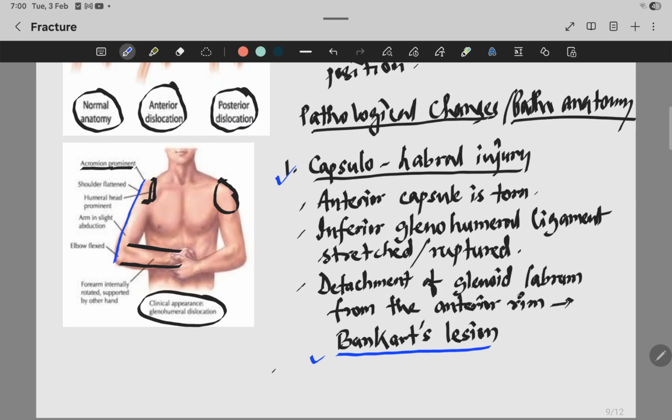Normally, when we place the ruler here on the normal side, okay, this is the normal side, the ruler cannot touch the acromion process. If you place the ruler here, it will not touch both the lateral epicondyle and the acromion process. When there is dislocation of the shoulder, if you place the ruler here, it will touch the acromion process and the lateral epicondyle of the humerus. Okay.